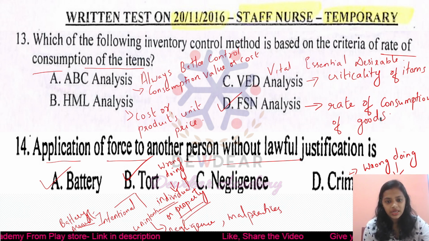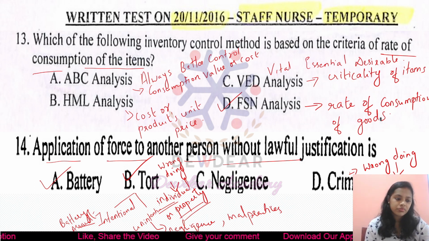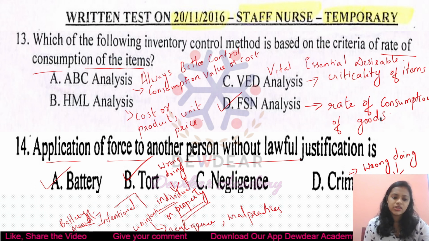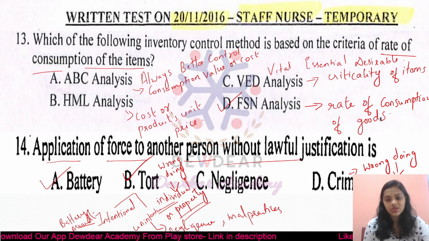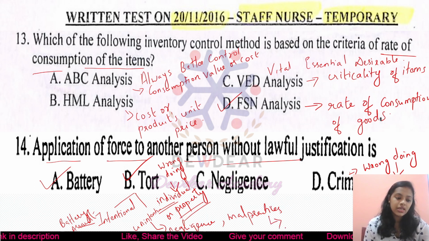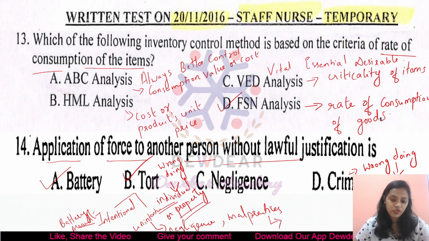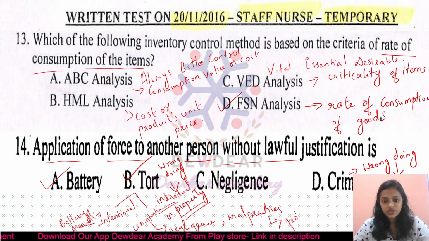Then what is negligence here? I have told you negligence is unintentional. Unintentional tort is negligence. That is a mistake that results in causing a patient unintended harm. That is causing unintended harm to a person. And if it is done by a medical or professional person, that is known as malpractice.